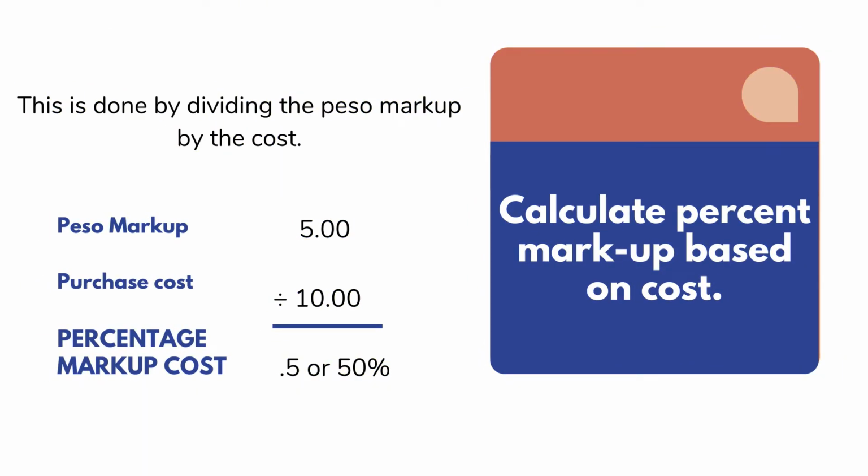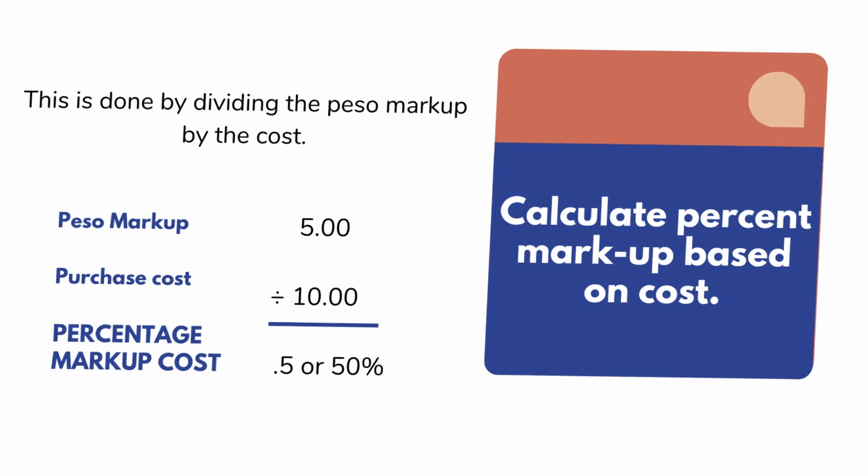Calculate percent markup based on cost. This is done by dividing the peso markup by the cost. For example, your peso markup is 5 pesos divided by the purchase cost, which is 10 pesos. Now, the percentage markup on cost is 0.5 or 50%.